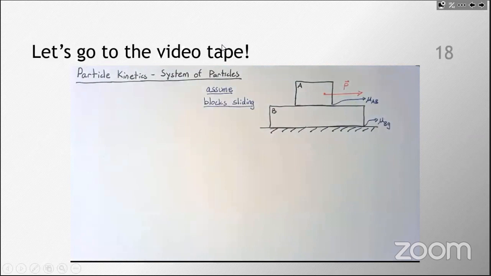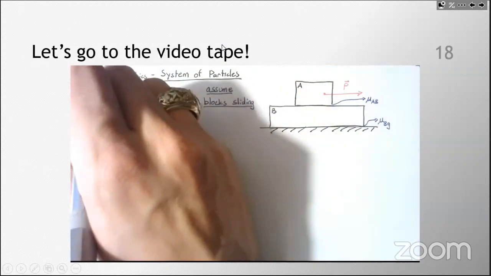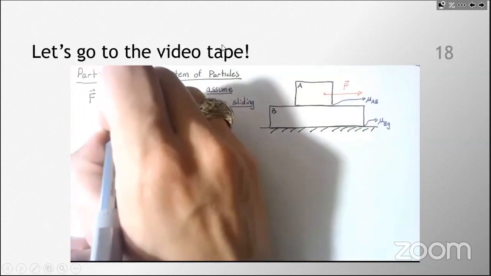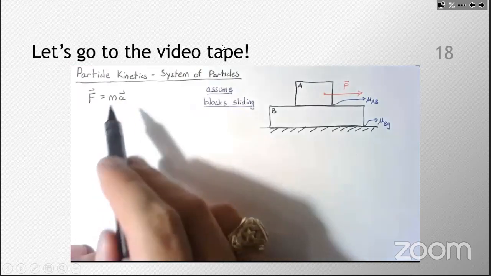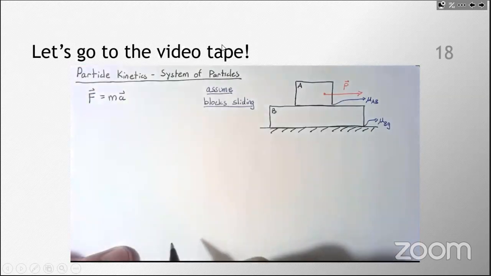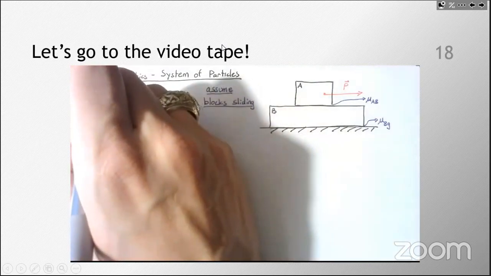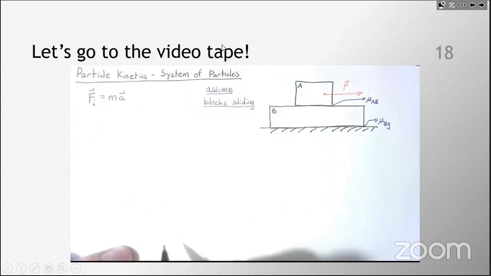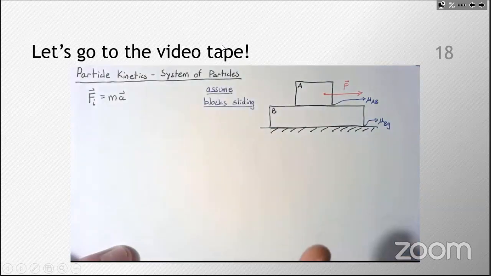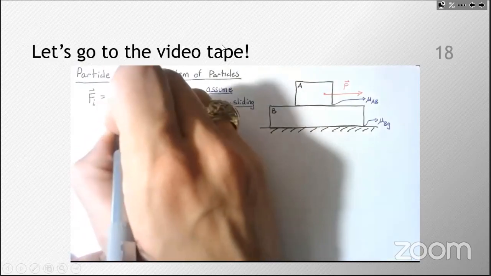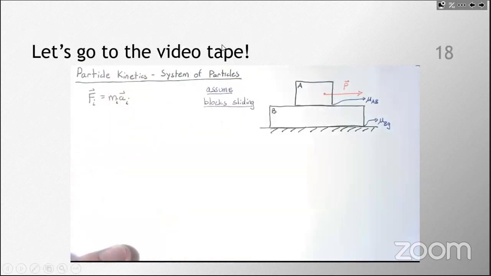So I'm going to note that we are assuming that in both of these contacts, the blocks are sliding relative to each other. So now let's look at the kinetic equation, which is simply the sum of the forces is equal to mass times acceleration. In the past, this was all there was. We didn't have to worry about anything else. But in this case, we have two separate blocks. So we'll say that the force applied to block I, where I can be anything, is equal to the mass of block I multiplied by the acceleration of block I.